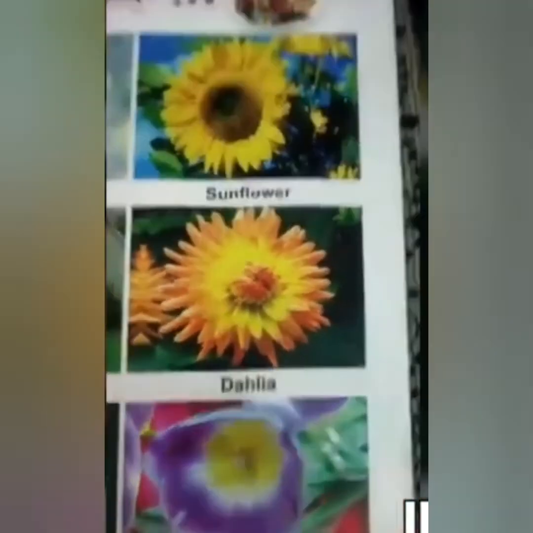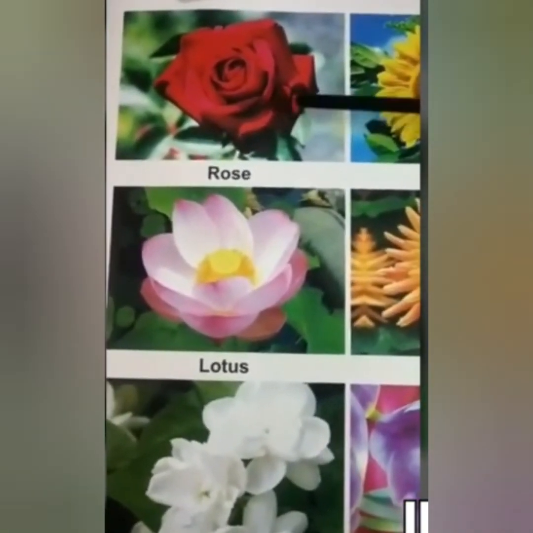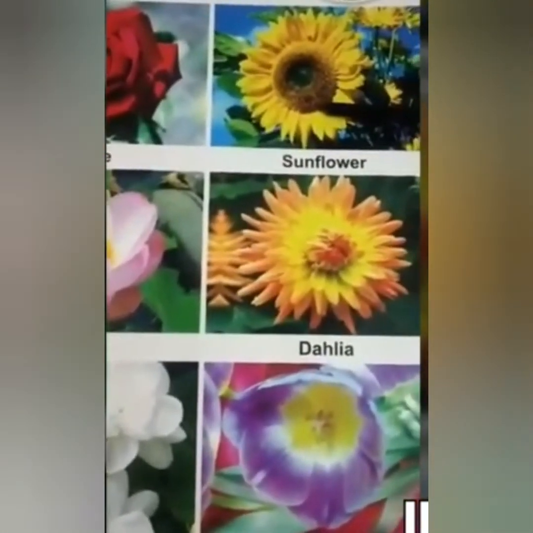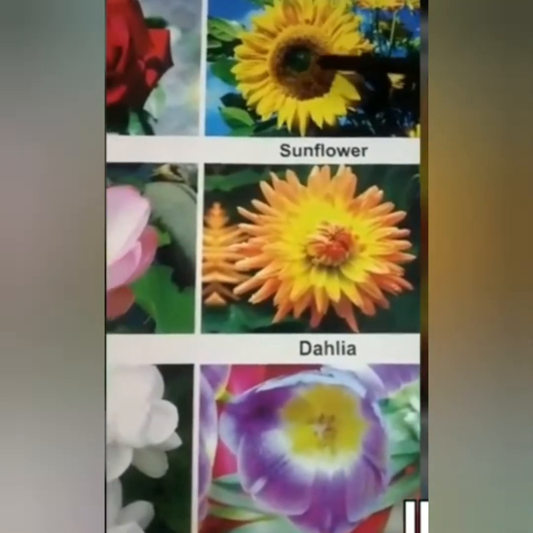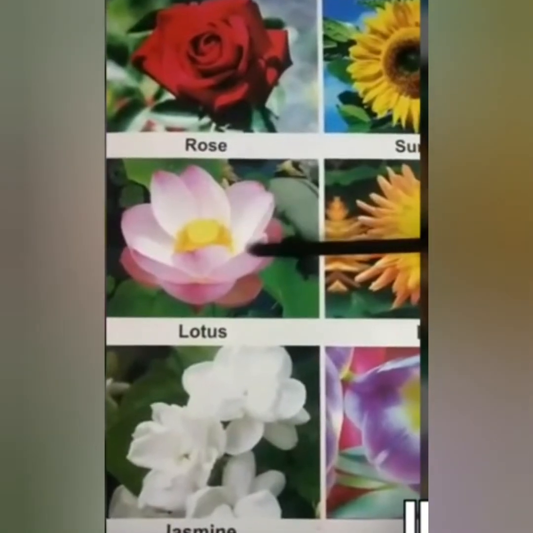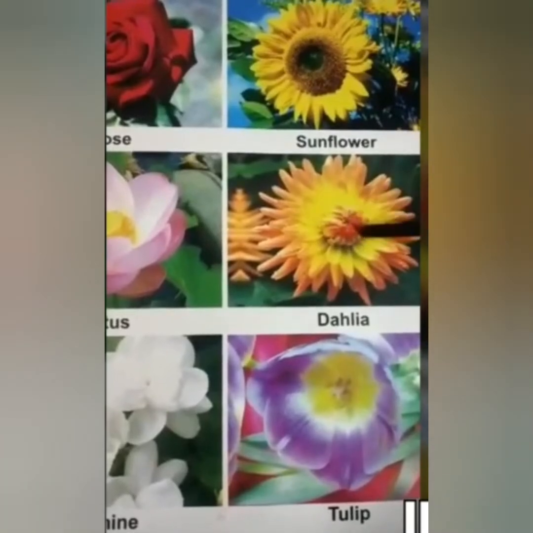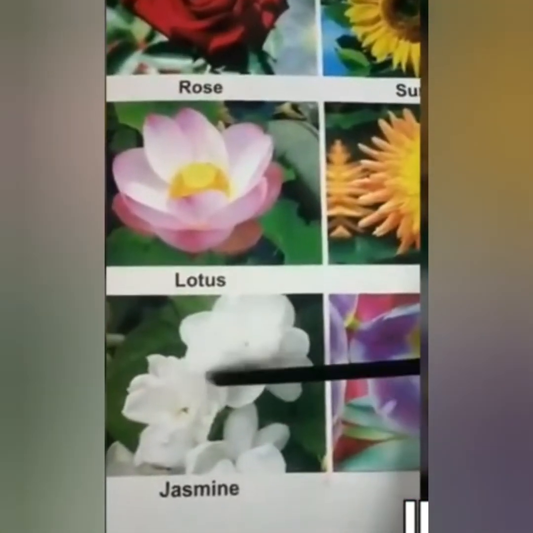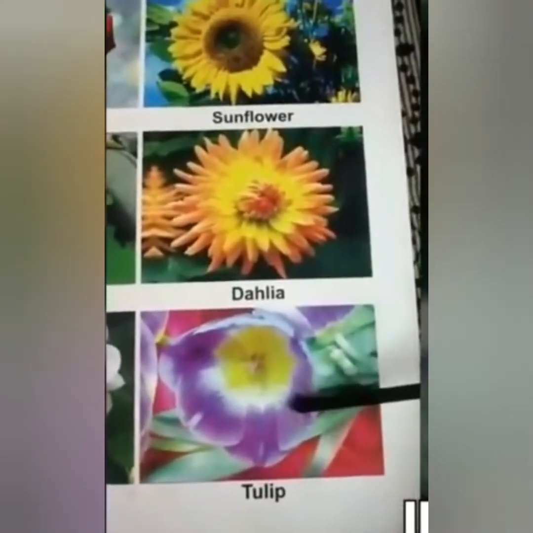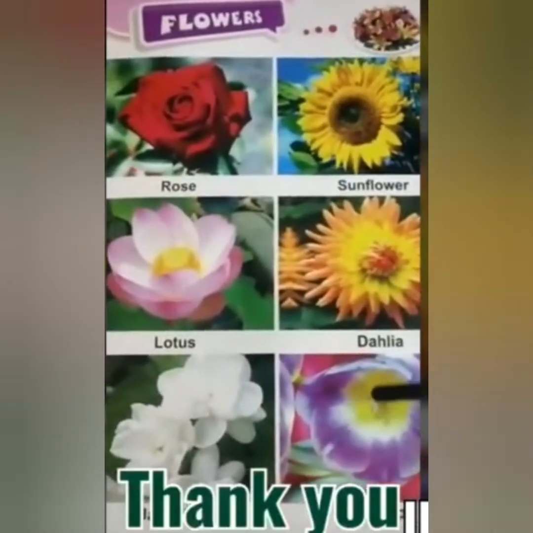Now once again we'll see all the flowers. What is this? Rose flower. This is sunflower. This is lotus flower. This is dahlia. This is jasmine. This is tulip. Okay children, learn all the names.